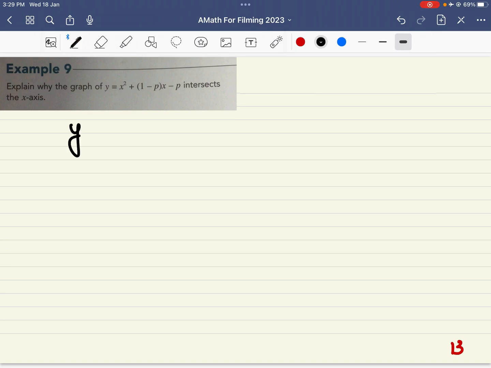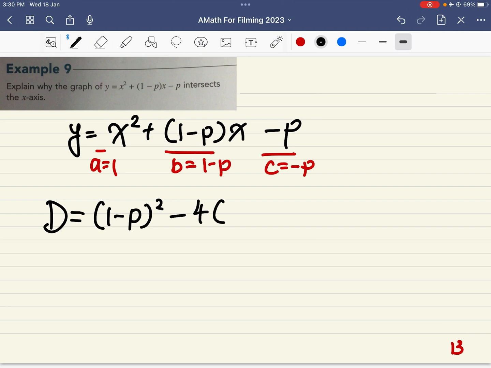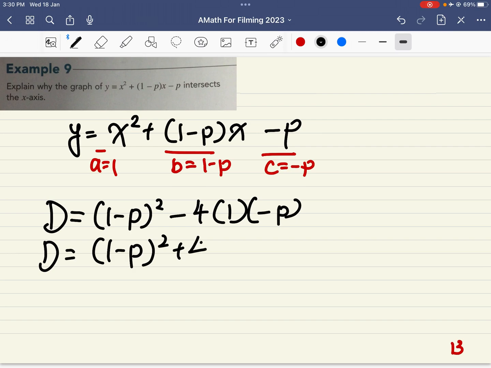So first and foremost, let me write down y equals x squared plus 1 minus p x minus p. My a value is 1, my b value is equal to 1 minus p, and my c value is equal to negative p. Hence, my discriminant is b squared minus 4ac. So if I simplify, I get 1 minus p squared plus 4p.